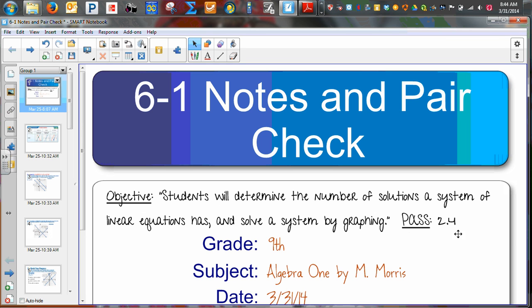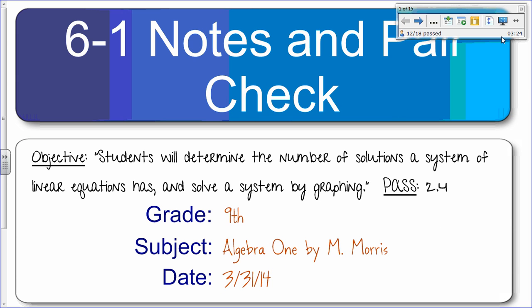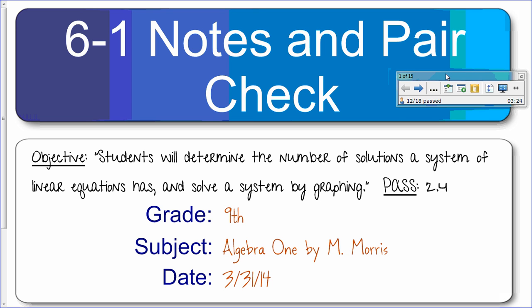We'll determine the number of solutions the system of equations has and solve the system by graphing. Just make sure you get that down. Make sure that you get the heading down also, okay? So you know what to refer back to.